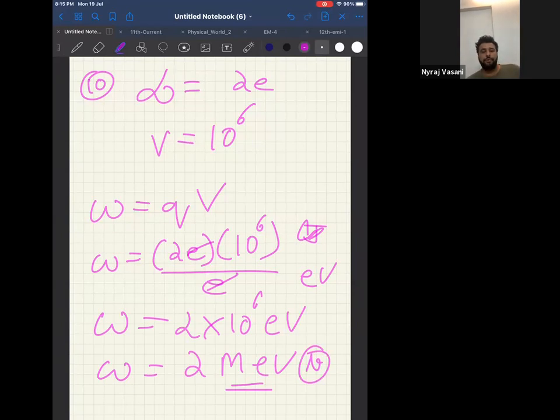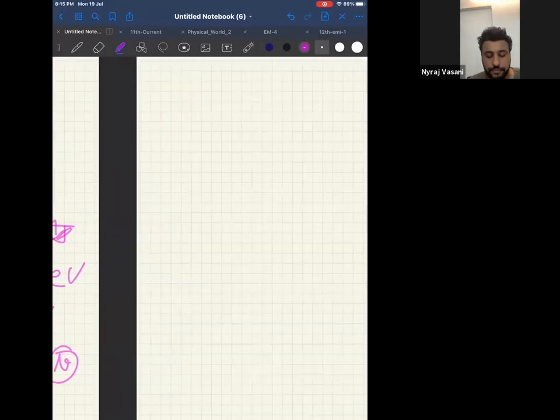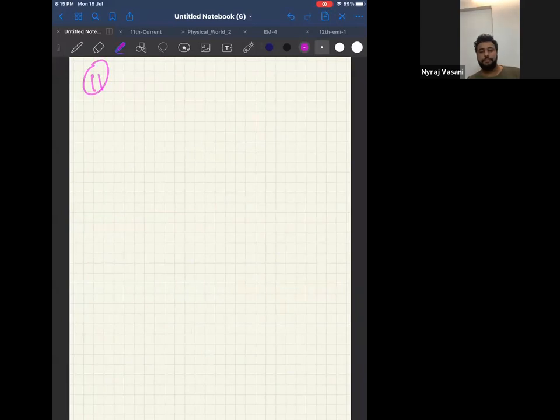Are you getting it, all of you? Therefore, question number 10, answer will be B. The main thing you should know is the charge of alpha particle is 2 times the charge of an electron. Now, question number 11, start. All of you start giving me the answer for question number 11.